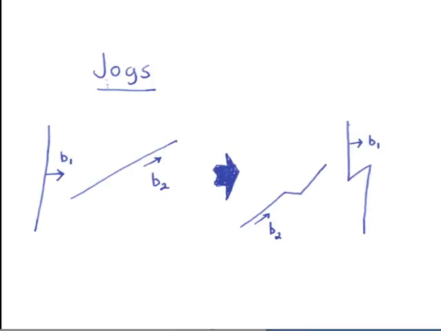Have you heard of jogs? Jogs happen when two dislocations with different Burgers vectors cross each other. So for example, here I have an edge dislocation with a Burgers vector b1, and here is a screw dislocation with a Burgers vector b2. When they cross, this dislocation will acquire a step which is equal to the Burgers vector of the other dislocation and vice versa. Here, the first dislocation acquires a step parallel to b2, and this one acquires a step parallel to b1. Is everyone happy with that?